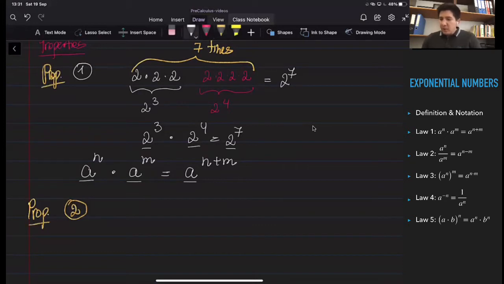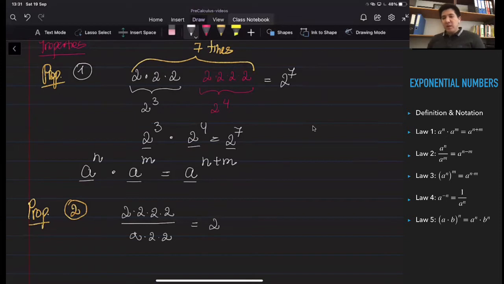So what I'm going to do is take 2 times itself 4 times, then divide by 2 times itself 3 times. We know that the three 2's in the numerator are going to cancel with the three 2's in the denominator, and the answer is simply 2.